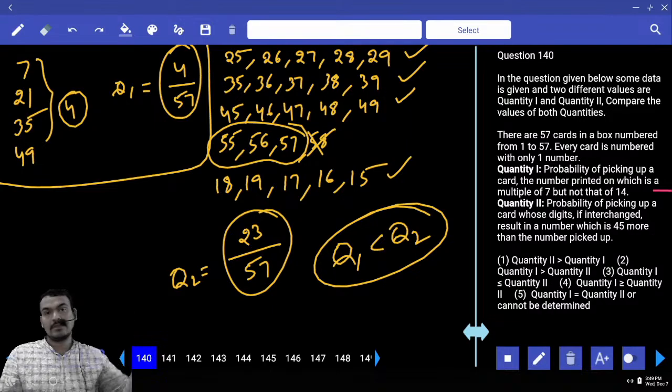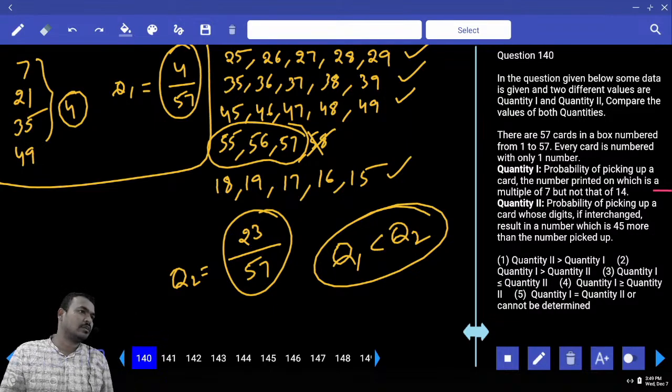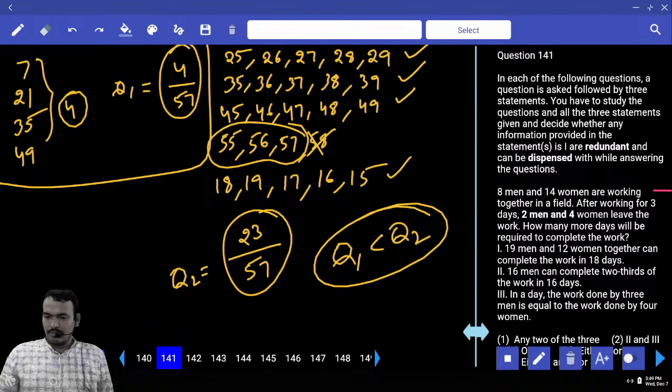15, 16, 17. Suppose if you consider 14, it will be less than 45 or not? 14 reverse 41. 41 is less than 45 or not? Next, 141.